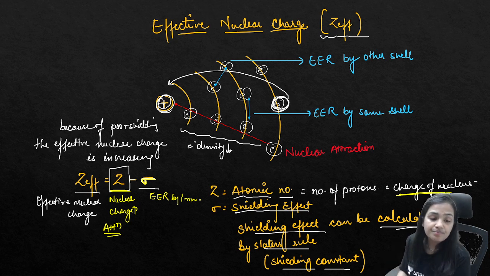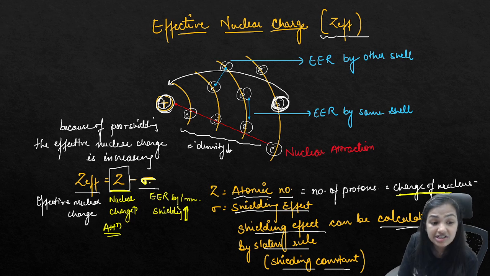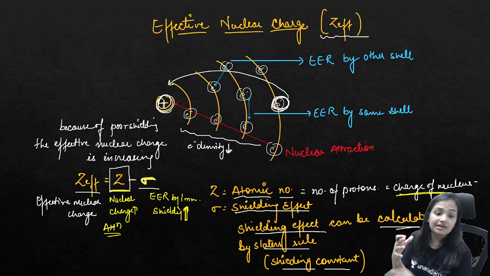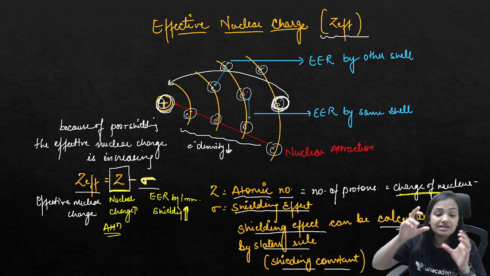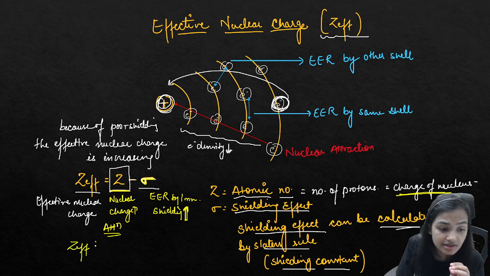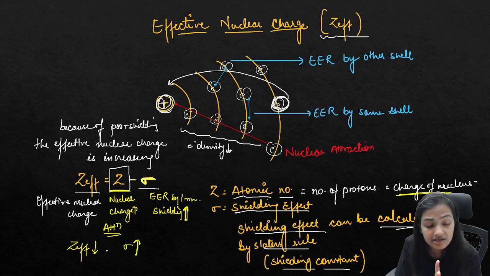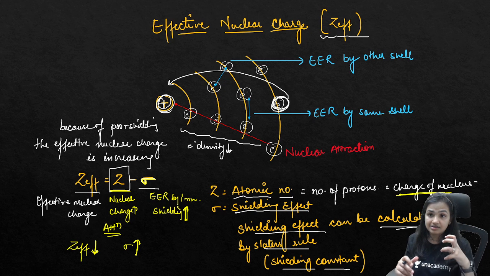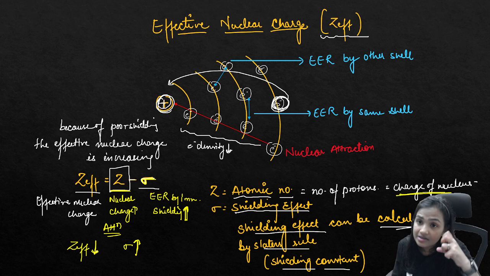So if I take sigma as the shielding, as the shielding increases, what happens? If this shielding increases, sigma increases, which means the Z minus sigma value decreases, which means Z effective decreases. So if the shielding increases, Z effective decreases, which means the effective nuclear charge caused by the nucleus decreases.